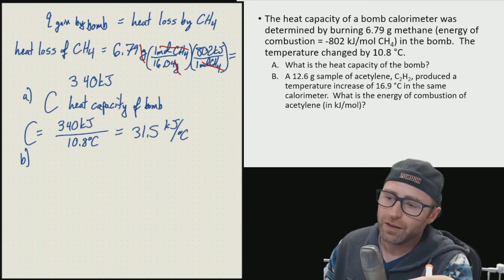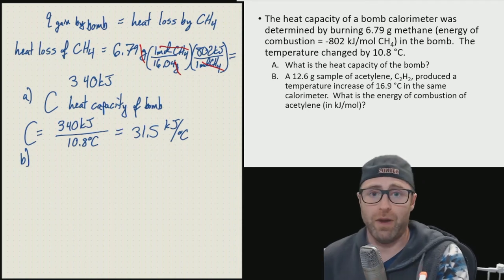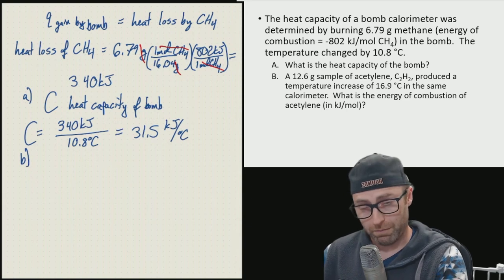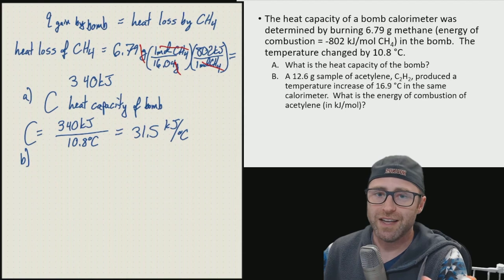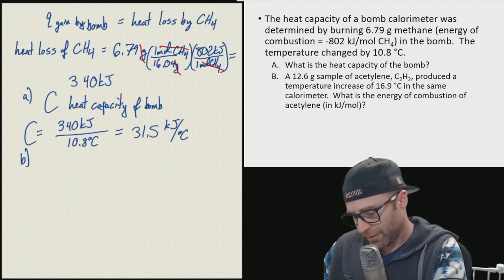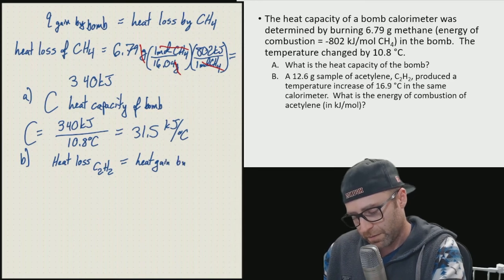By having the heat capacity of our bomb and by knowing exactly how much the temperature change was by burning or by combusting acetylene, we can back calculate out what the energy of combustion of acetylene is. So let's do that. Again, we have a situation of heat loss, and this time it's going to be by our acetylene, is going to equal the heat gain by the bomb.